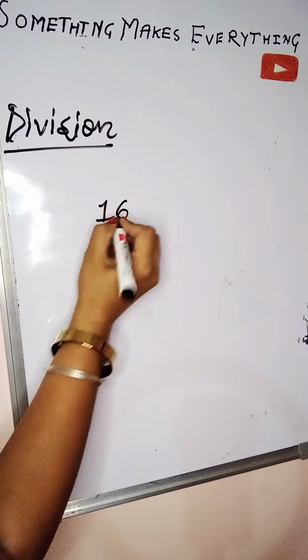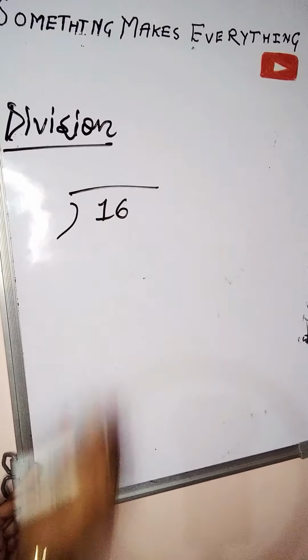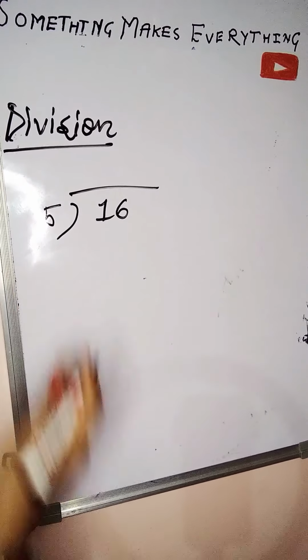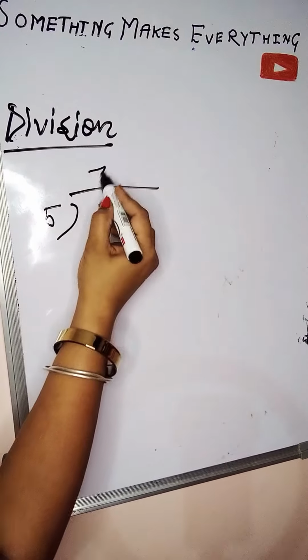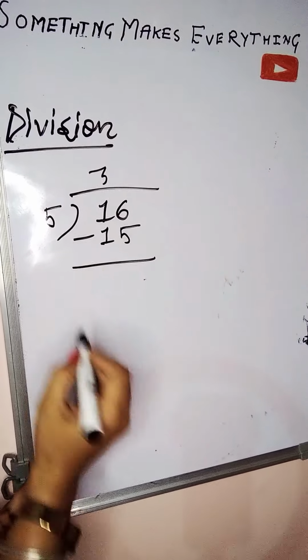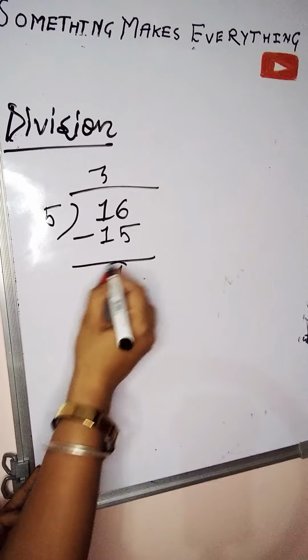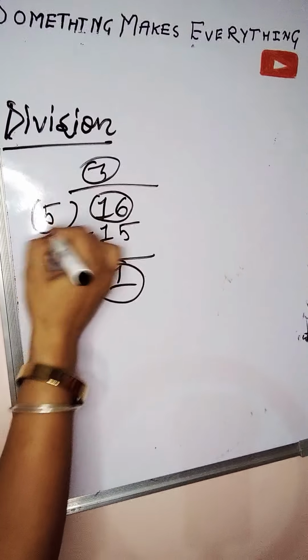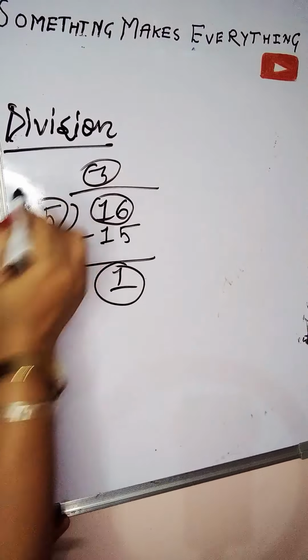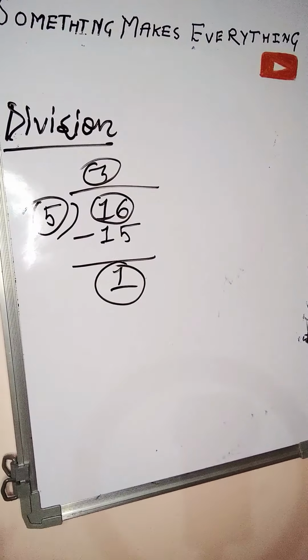Suppose I have a number 16 and this number is supposed to be divided by 5. So usually what we do, we'll just read the table of 5. 3 times 5 will be 15. Subtraction of both of these numbers, this will be 1. So have you ever noticed the relation among all of these numbers which I have circled right now?